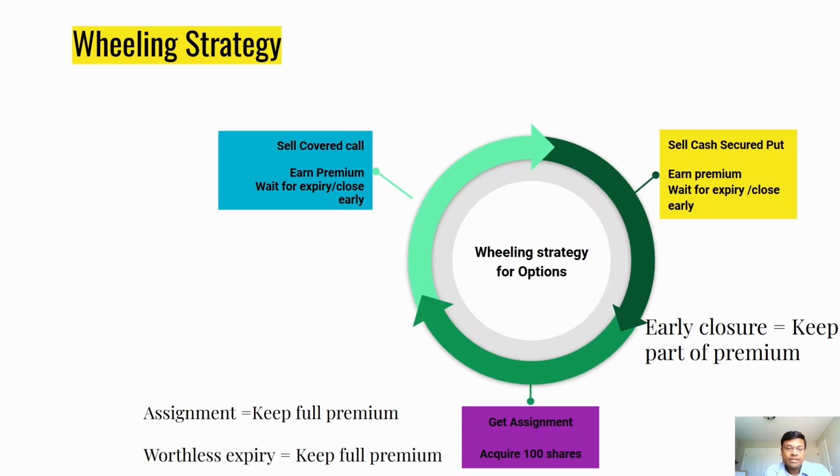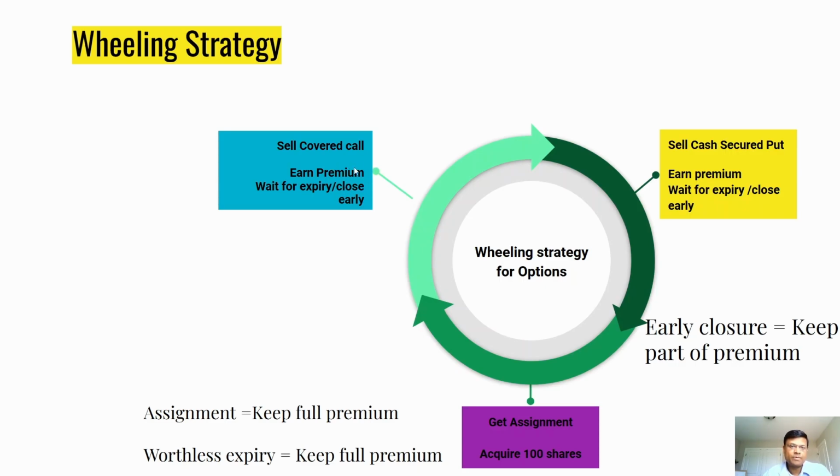So if you are assigned 100 shares of Palantir, what do you do next? You sell a covered call on it, which means you make a contract to sell those 100 shares, or one contract, to your counterparty and earn premium for it. Again, the premium is yours to keep when you sell a covered call on those 100 shares. And then what do you do? Nothing. Wait till the expiry.